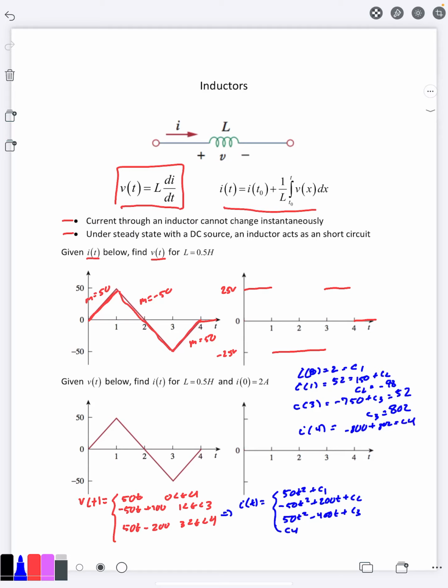So our final answer, the one I'd be looking for, is 50t squared plus 2, negative 50t squared plus 200t minus 98, then 50t squared minus 400t plus 802, and finally 2, on the appropriate intervals. And so this is how you're going to handle these inductor problems. It's, again, basically the exact same as the capacitor version. It just switches which one you take the derivative of and which one you take the integral of between voltage and current.